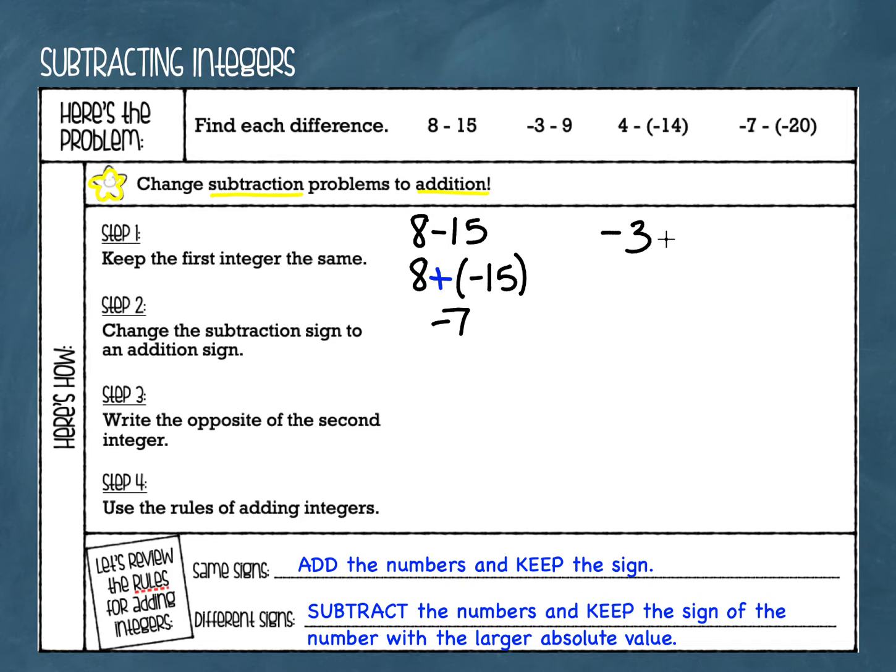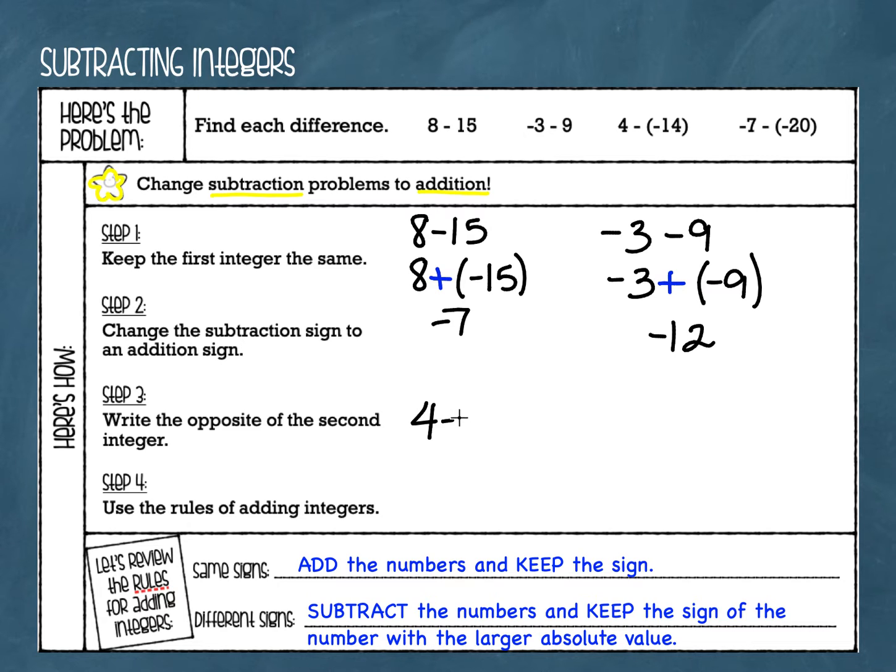Okay, the next example is negative 3 minus 9. Again, let's go through our steps. We're going to keep the first integer the same. Negative 3 just comes straight down. I'm going to change this minus sign into a plus sign. And I'm going to write the opposite of the second integer. The opposite of 9 is negative 9. So now I'm adding 2 negative integers together. I'm going to use my first rule, and that's where we just add them. 3 plus 9 equals 12, and we keep the sign. Because if I have 3 negatives and then I add 9 more negatives to that, I just have a big pile of negatives. I can't cancel anything out. It's just all negatives.